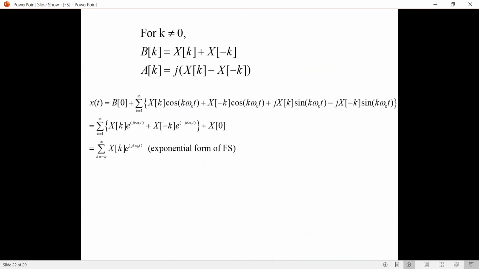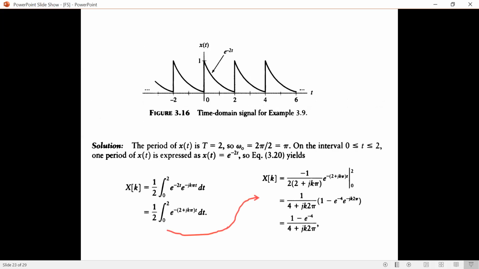Okay, this derivation is there. How can we commute between exponential and trigonometric form, and what is the relationship among AK, BK, and XK? Consider a very simple periodic function. Is it periodic or not? Yes, it is periodic. What is the period of this periodic signal? 2. The period of this periodic signal is 2.